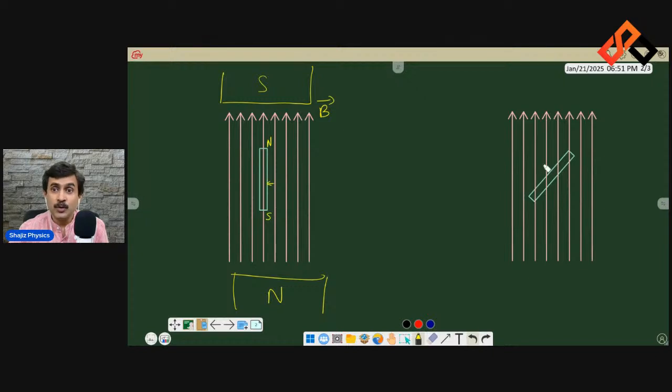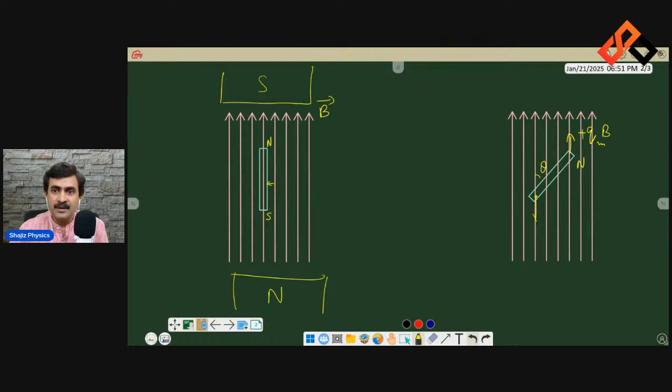Whenever you rotate it through an angle theta, again here the force is plus qm. Here qm represents the pole strength of the magnet, not the charge. Okay, magnetic pole strength. And when you multiply this magnetic pole strength with B, you will be getting the force acting on the north pole, which is the repulsive force.